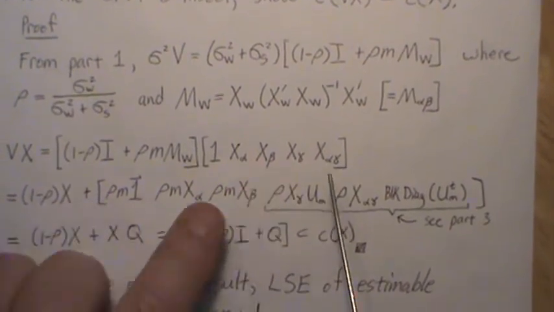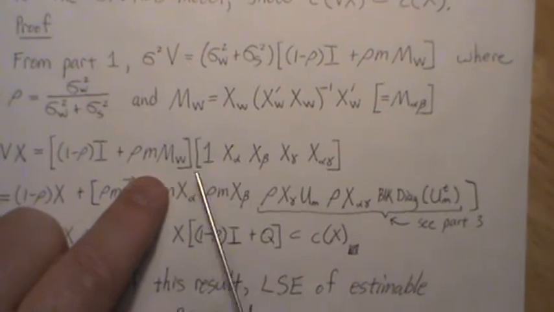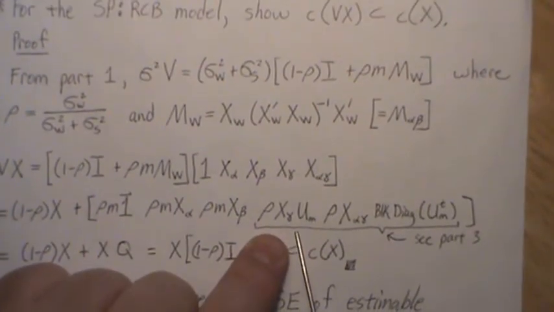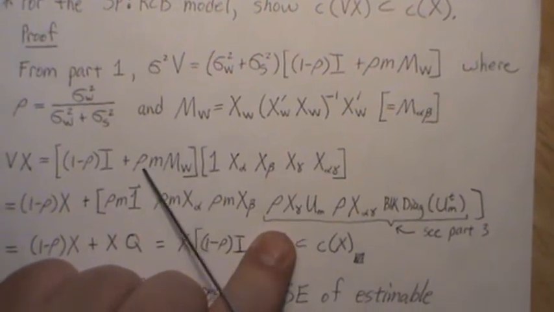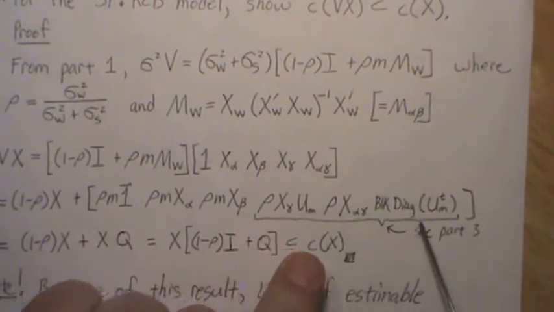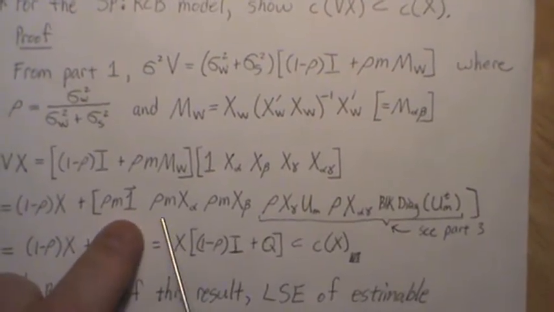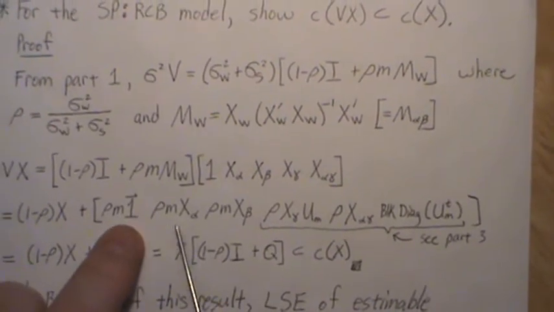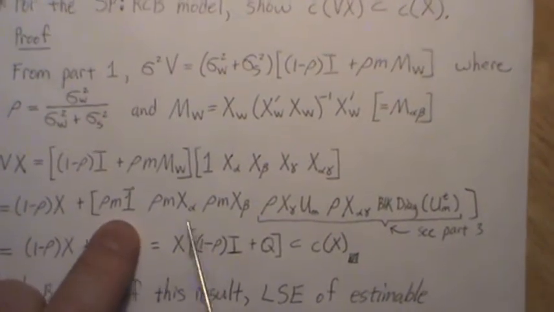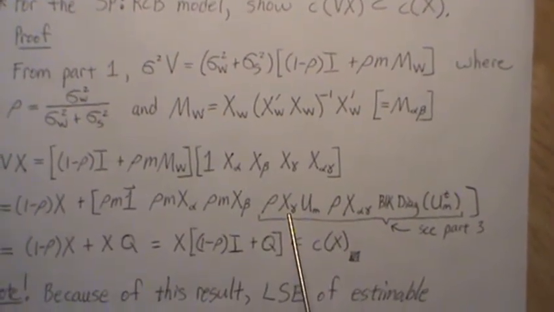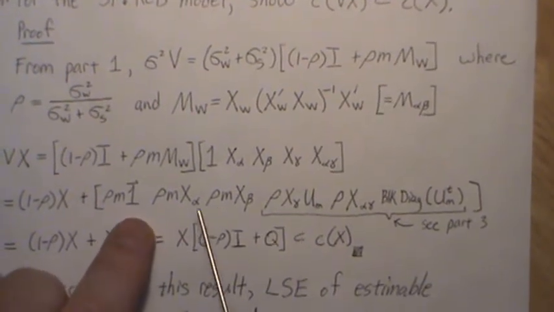So that times this. Now, in part 3, we showed that this was equal to that. And then in part 3, we showed that this was equal to this. And the reason that we do that is now we have X back. So this is X, and it's on the left side, so it's pre-multiplied by this, right?